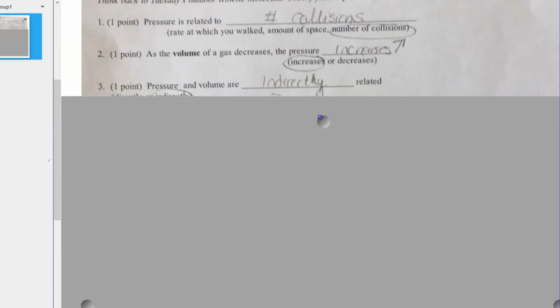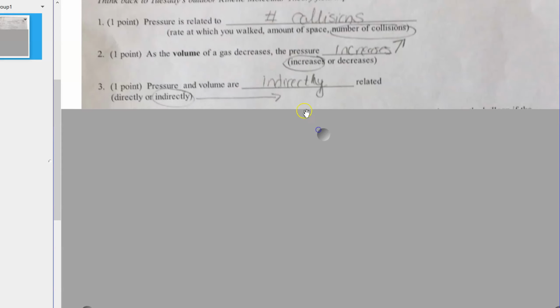Same number of molecules, push them into a smaller space, they'll bump into each other more often. And question 3, pressure and volume are indirectly related. So if volume goes down, pressure goes up, one down, one up, that's an indirect relationship.